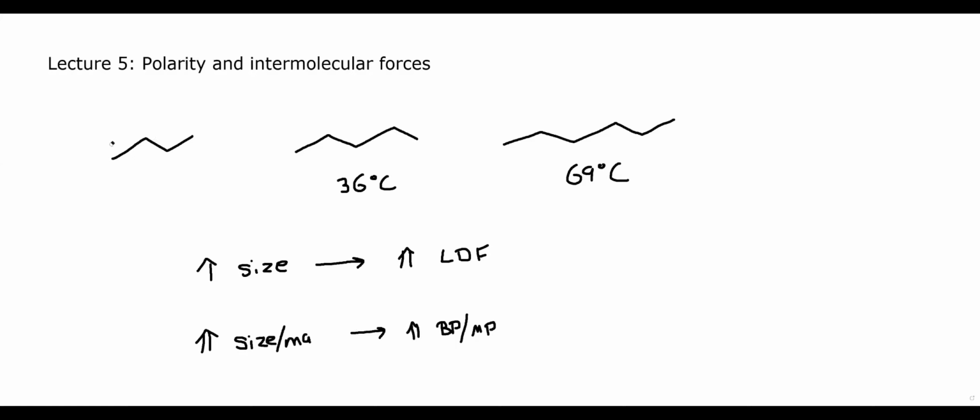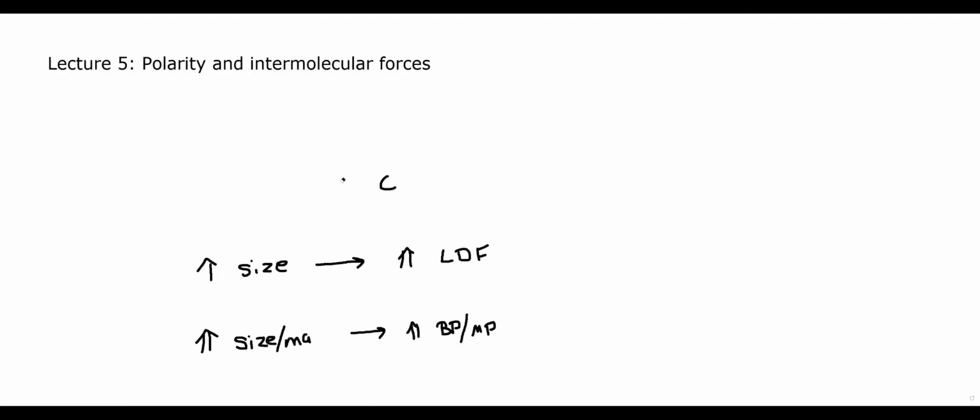And then the final consideration we have to make is branching. What would branching do to our intermolecular forces? Let's consider a few structures here. We have a 5-carbon chain, pentane, and what we're going to do now is just branch it off a little bit more each time.